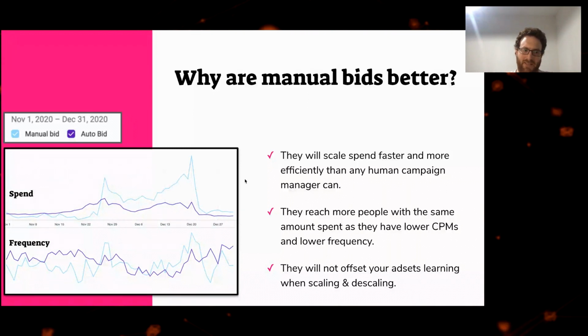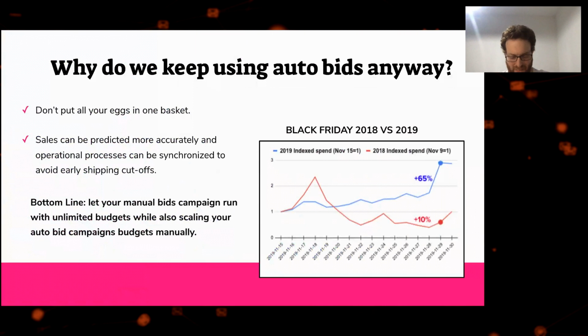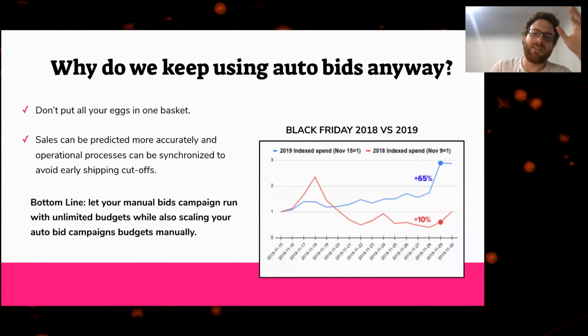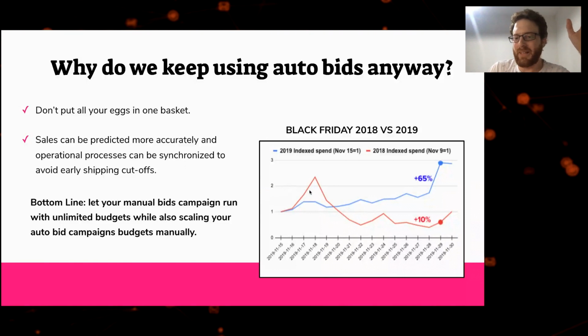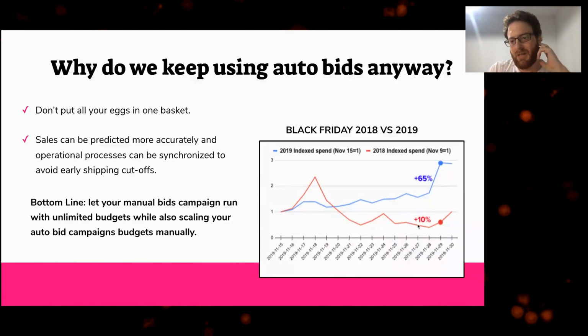So you might be asking, why do we keep using auto bids anyway? Why didn't I just put all of my budget on the manual bid campaigns? That's a pretty good question, and the answer is what happened to us in Mixtiles in 2018. All of our campaigns were set on minimum ROAS, value campaigns, and what you can see here is the days leading to Black Friday, which were pretty disastrous.